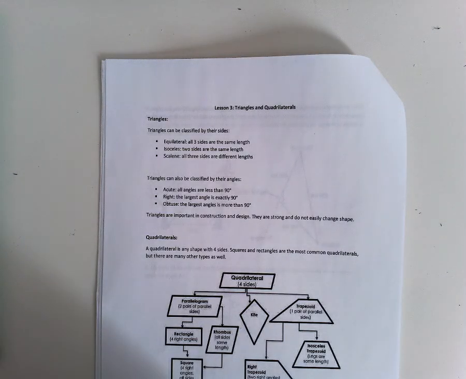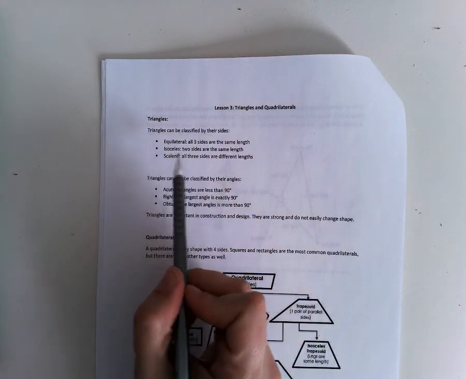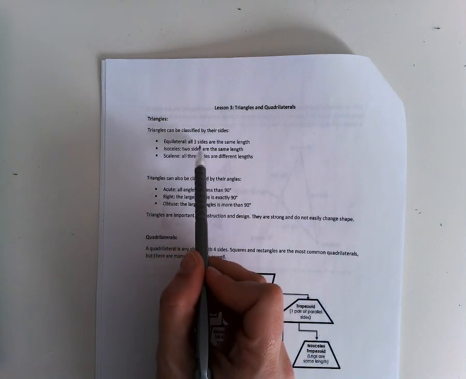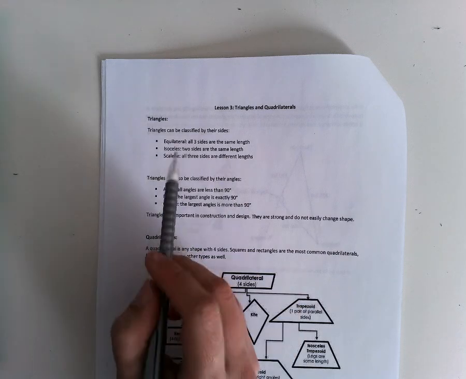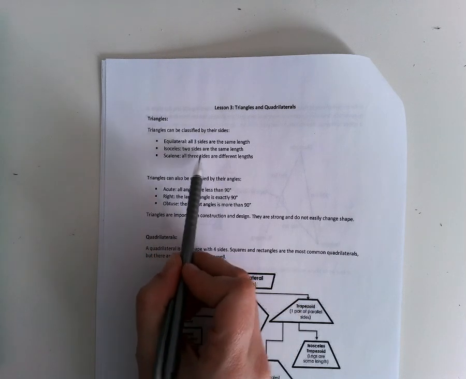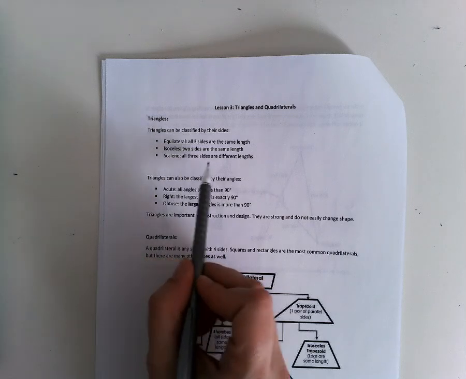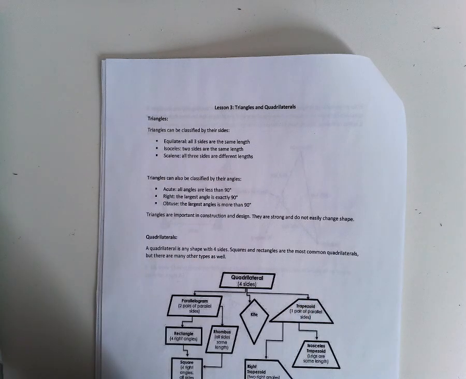In this lesson, we're going to be talking about triangles and quadrilaterals. So triangles can be classified by their sides. There's three different types of triangles. Equilateral triangles have all three sides that are the same length. Isosceles triangles have two sides that are the same length. And scalene triangles have all three sides that are different lengths.